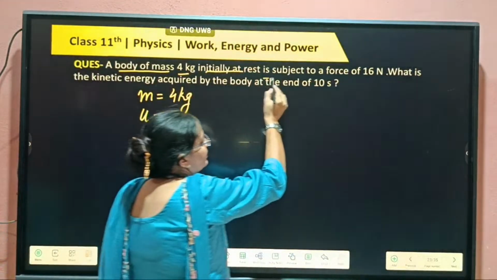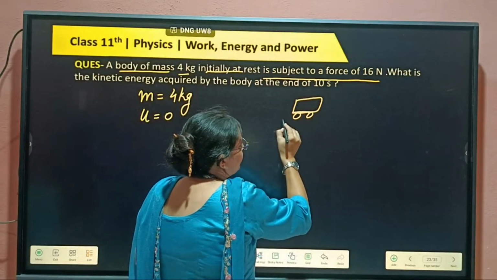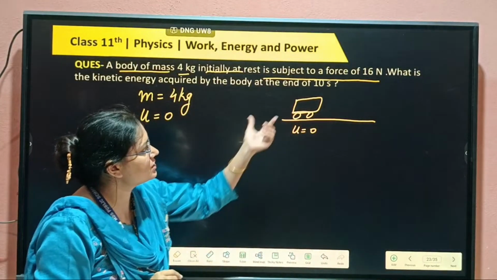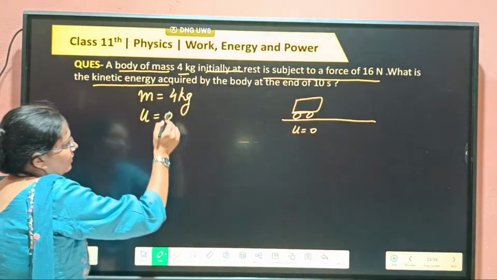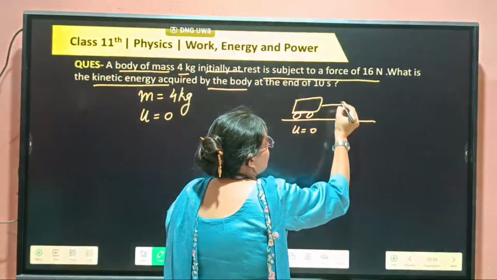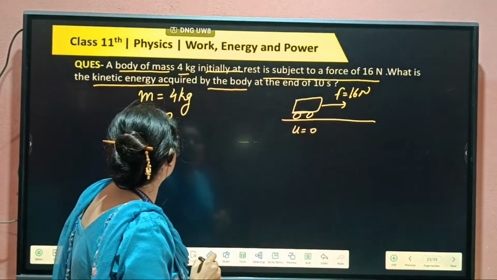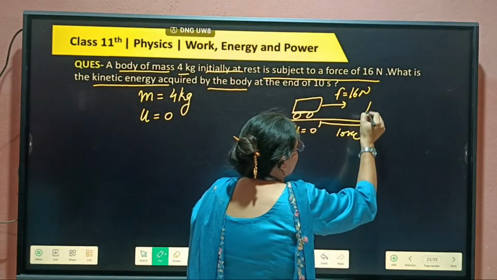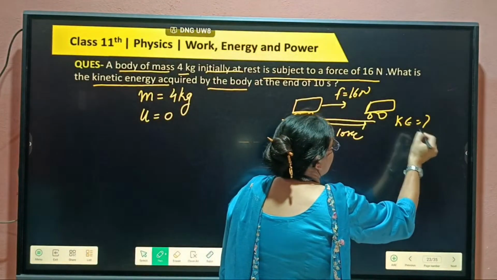Okay, it is subjected to a force of 16 newton. Let us take the body, and initially it is at rest, so you can say u equal to 0. After that a 16 newton force is applied on this one, then what is the kinetic energy acquired by this body at the end of 10 seconds. When force is applied on it, how much force, 16 newton force we are applying there. So it asks how much kinetic energy there will be after 10 seconds, if this body reaches from here to here within 10 seconds, what is the kinetic energy at this position as it will reach here.